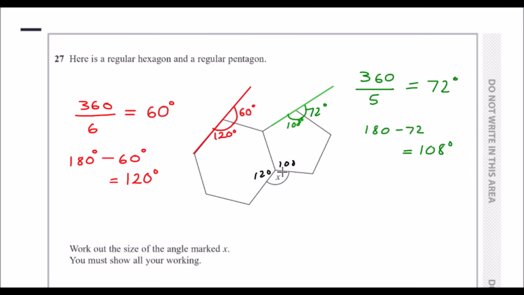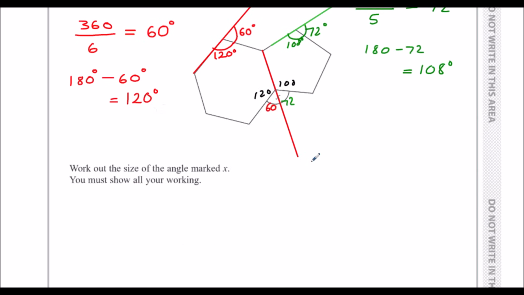Or we could split the angle x into 2 angles, and they will be the exterior angle of a hexagon, so that's 60, and the exterior angle of a pentagon, which is 72. So x is 60 and 72, which is 132 degrees.